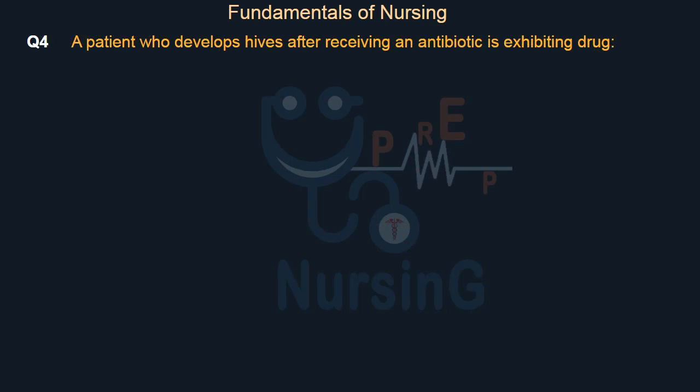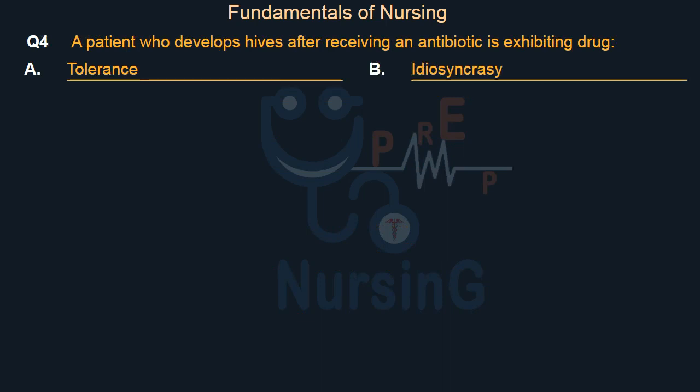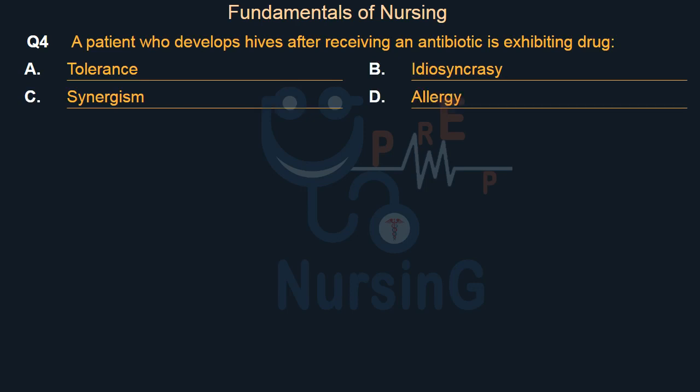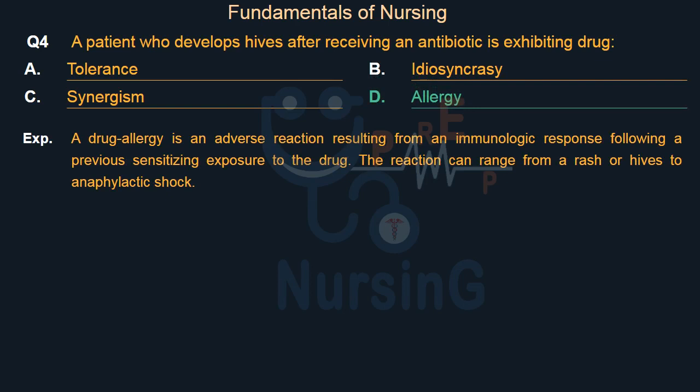A patient who develops hives after receiving an antibiotic is exhibiting drug: Option A. Tolerance. Option B. Idiosyncrasy. Option C. Synergism. Option D. Allergy. Right answer is Option D. Allergy. A drug allergy is an adverse reaction resulting from an immunologic response following a previous sensitizing exposure to the drug. The reaction can range from a rash or hives to anaphylactic shock.